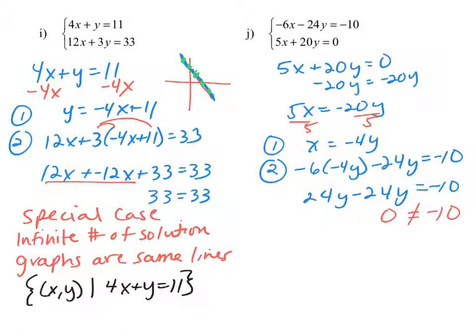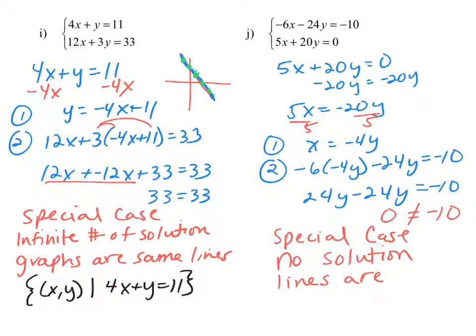So this means that we have another special case, but it can never be true that any value of y would end up with 0 equals a negative 10. So in this case, there are no solutions. There's absolutely no solution to the system of equations. That means the lines are parallel. That means they will not intersect.